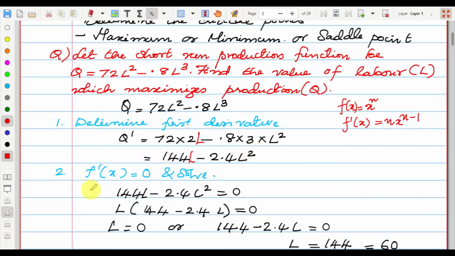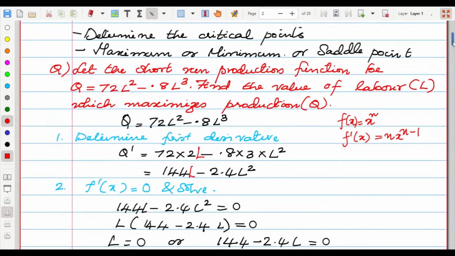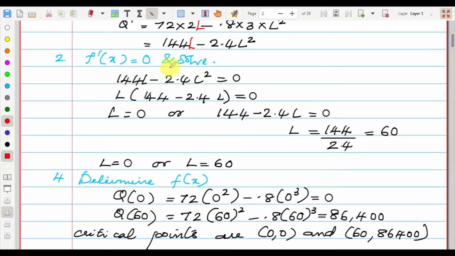The next step is to equate this first derivative to 0 and solve for L. So 144 L minus 2.4 L square equal to 0. Taking L outside, L times (144 minus 2.4 L) equal to 0. So either L equal to 0 or 144 minus 2.4 L equal to 0. From this we get L equal to 144 divided by 2.4, that is 60. So we got L equal to 0 or L equal to 60.